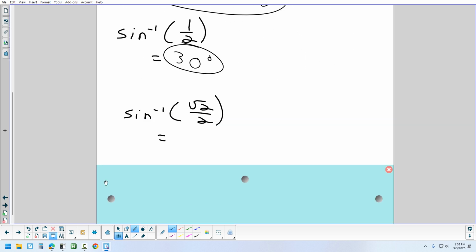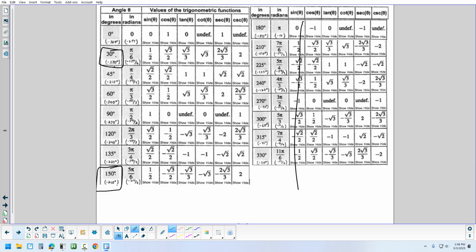Okay, let's try this one. Inverse sine of √2/2. Okay, √2/2. 45. Okay, so you can go down to the sine column, go to 1/2. I'm sorry, go to √2/2. There you go. And it does come up somewhere else. 135. We're going to use 45 because it's between -90 and 90. So if you took the inverse sine of √2/2, the answer that we would get is 45, or, in radians, pi/4.